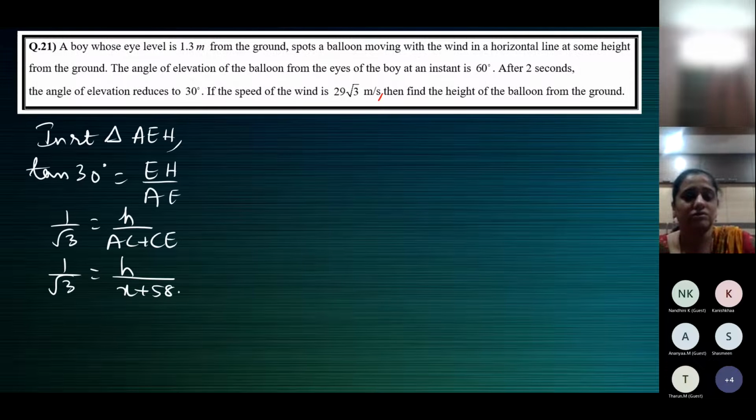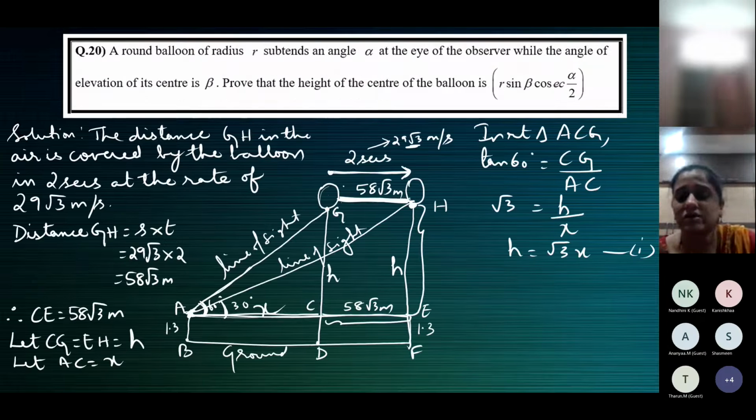Now cross multiply. But what's the question, children? You have to find the value of what? H, because you have to find the height of the balloon from the ground. So you want to have H in the equation and you don't want X. You can substitute anything, but if you want to directly get the answer, you want to remove X from the equation. Now what is X from here? X is equal to H by root 3. So you can do that.